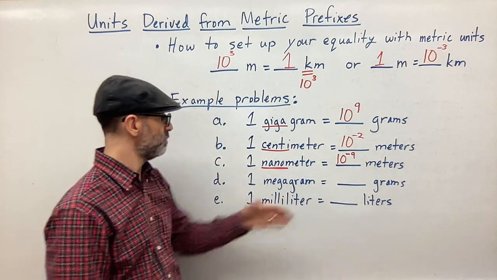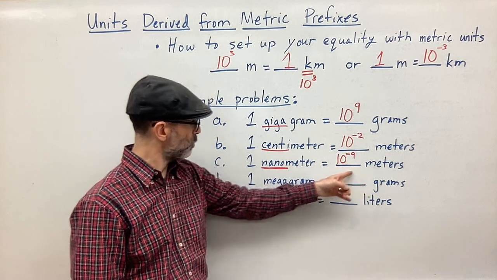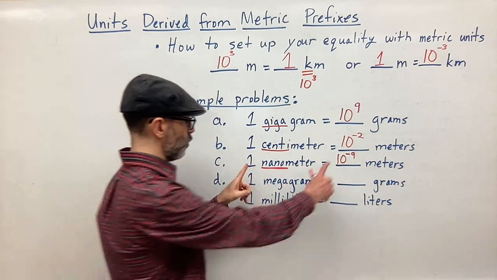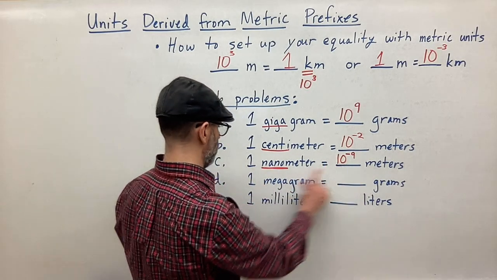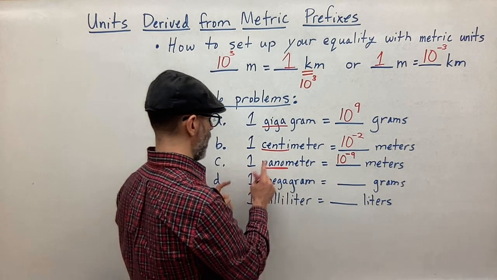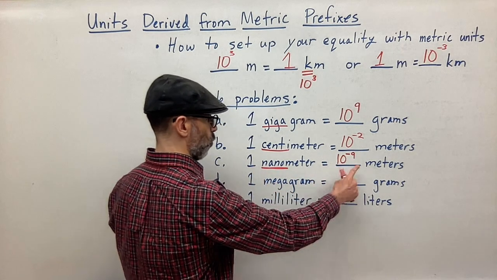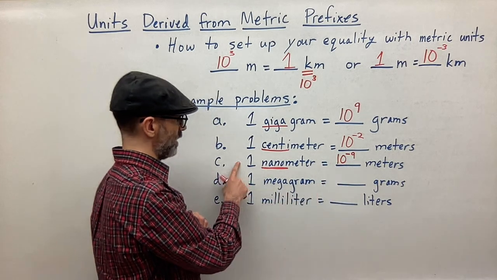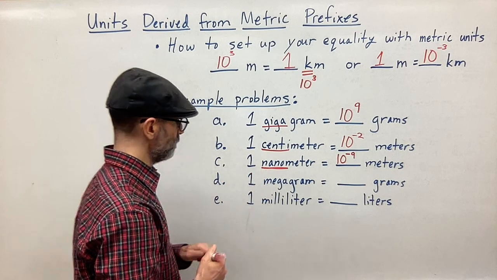And again, if we wanted to put the 1 with the base unit, we would bring the 10 to the -9. So if we wanted to switch these numbers around, if we wanted to put the 1 over here and we wanted to put this over here, we could do that, but we would have to change the sign of the exponent. So 1 meter would be equal to 10 to the +9 nanometers.